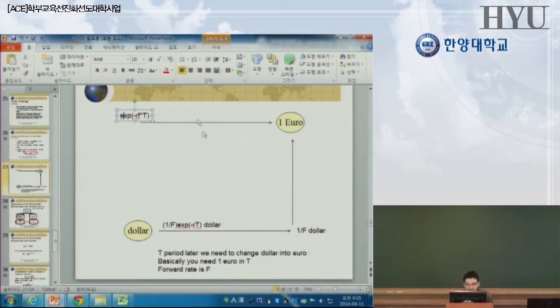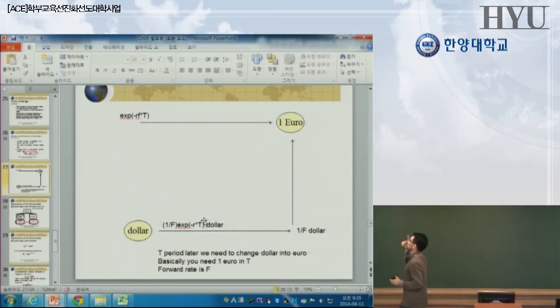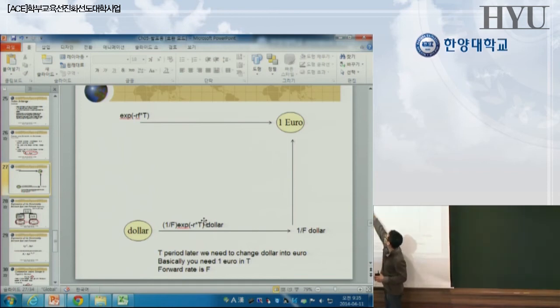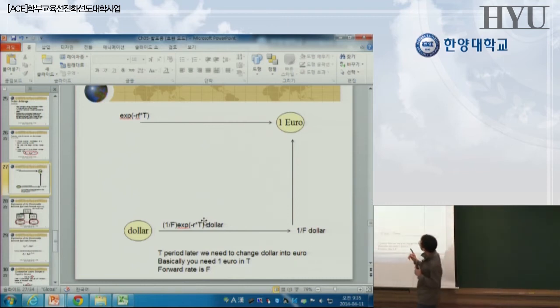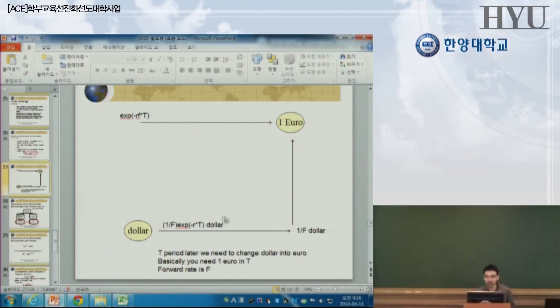Let's use small e. Remember, you want to have 1 euro at this time. Therefore, you deposit this amount in a European bank, then it will grow and become 1 euro, right? And then you have to put exponential of minus RFT in the European bank in euro, but you have dollars, so you have to change your dollar into euro right now. And what is the current exchange rate? Which is 0.72, which we call S.